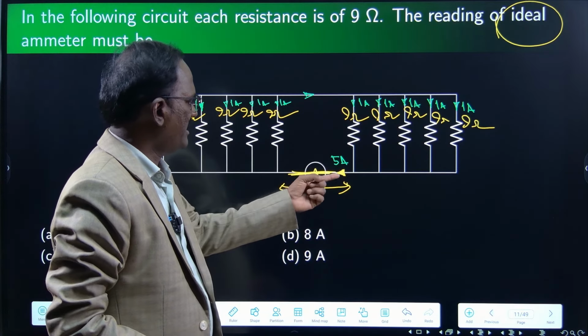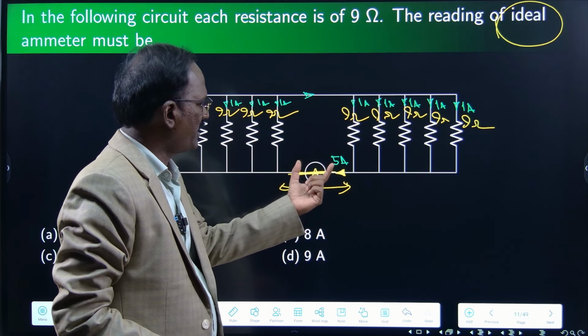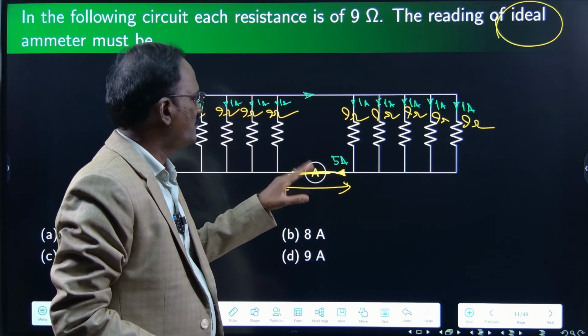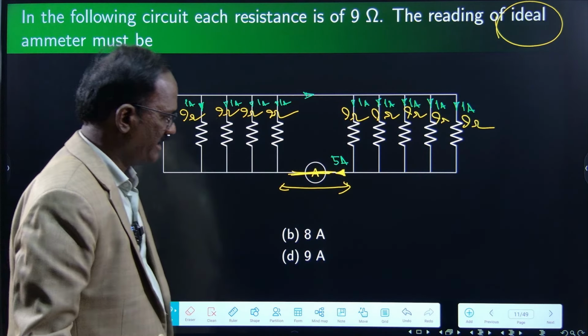Actually, what is the value of current which is flowing through the ammeter? The ammeter is connected in this part only, through this line. 5 ampere is flowing. 5 ampere, option A is the answer.